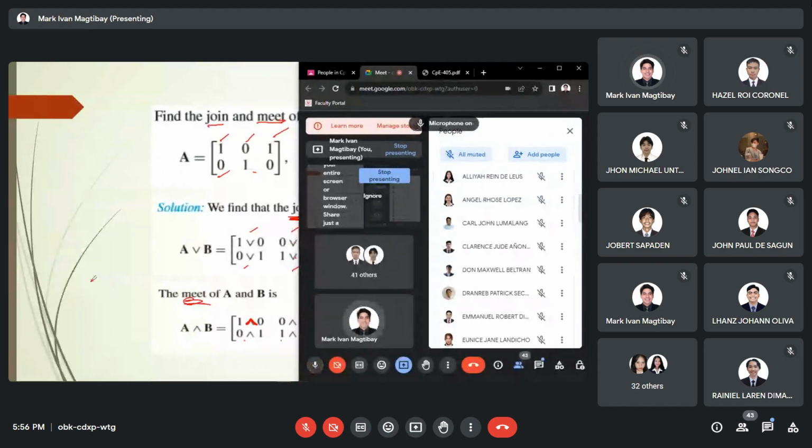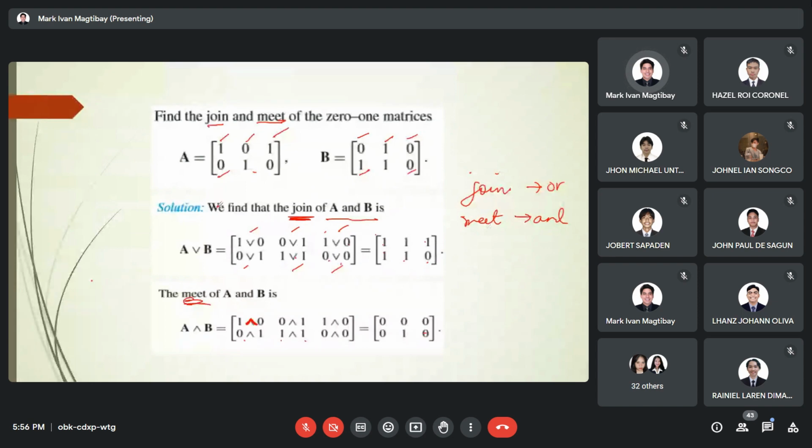Okay? So sa join po natin, naalala nyo nga po na ito lang po yung mga times na magiging 1 po yung ating output. Ay, conjunction pala, sorry. Brain ko na lang. Okay? 1 conjunction 0, 0 conjunction 1, disjunction pala. Yan lang yung mga times na magiging 1 po yung ating output. And then sa conjunction naman, ito lang po yung ating time na magiging 1 po sa meet.